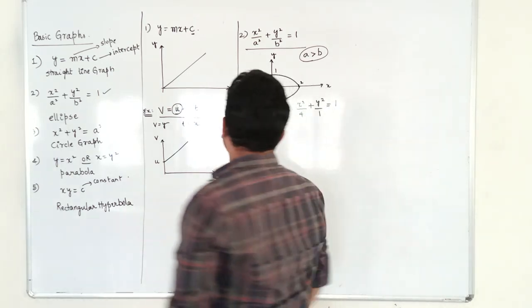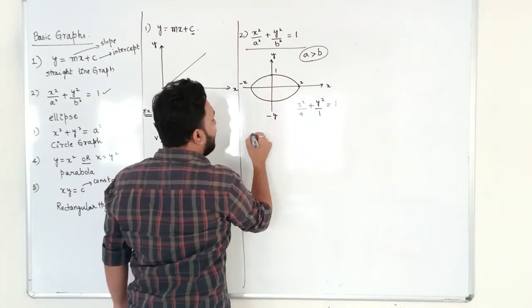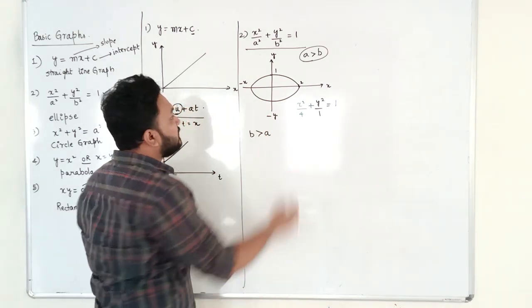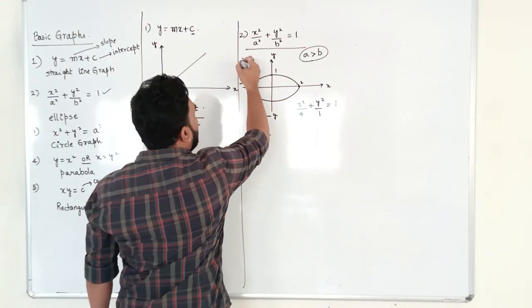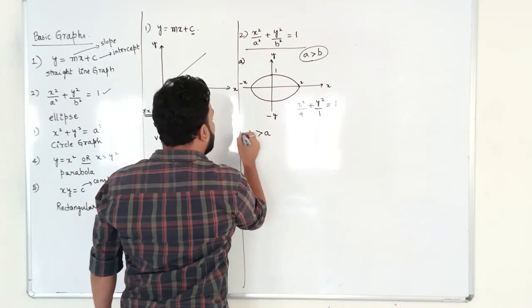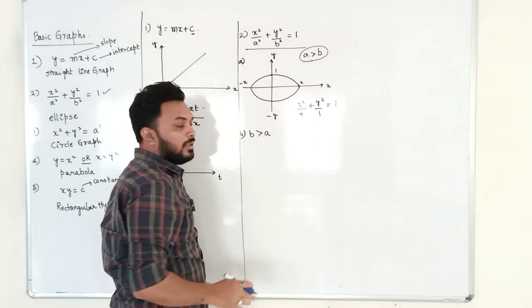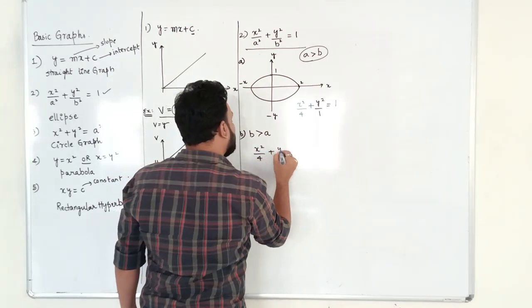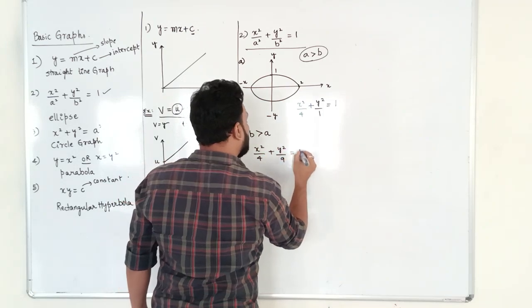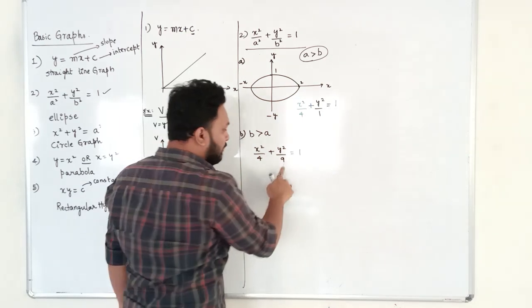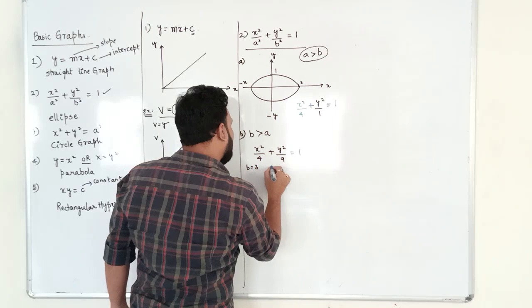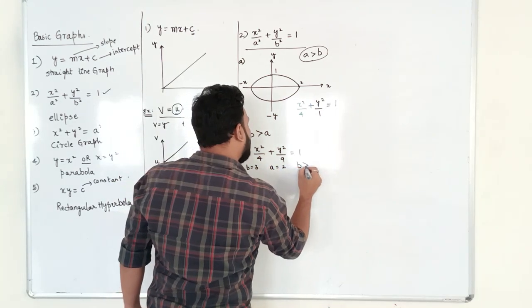Understood? Suppose let's say in the same example, I take b greater than a. This is the first one, a greater than b. Suppose this is the a part. This is the b part. b greater than a. Now suppose the equation becomes x square by 4 plus y square by 9 equals 1. Let's say this is the equation. See here, b equal to 3, no? a equal to 2. So b equal to 3, a equal to 2, b greater than a.